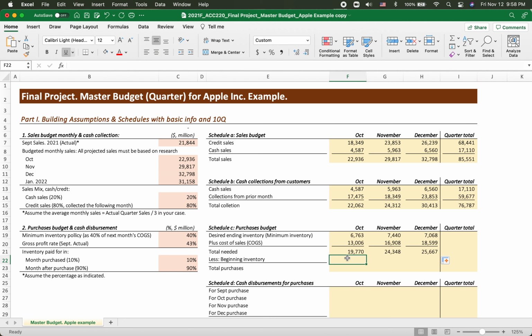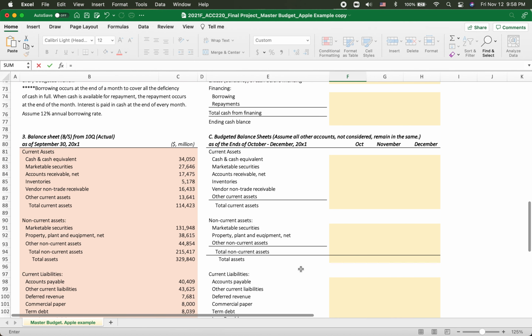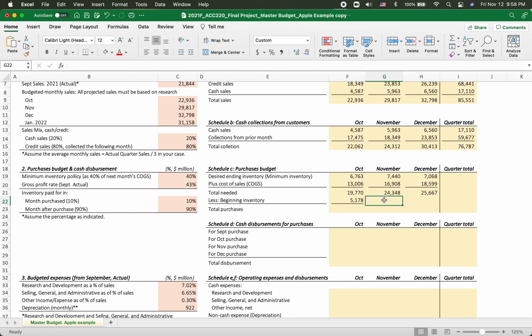right? And then the beginning inventory. Now we need to subtract the beginning inventory to get the total purchases. Where do we get this beginning inventory? October beginning inventory, right? There you go. Beginning inventory here on the balance sheet of the last actual quarter, right? And then the beginning inventory of November is the ending inventory of October. In the same way, the November ending inventory is the beginning inventory of December.